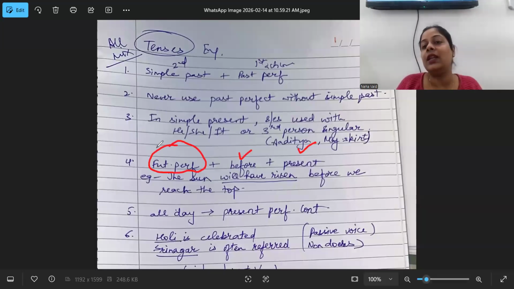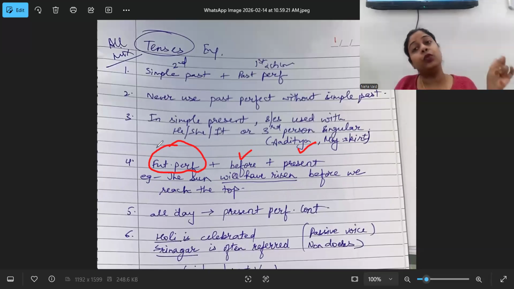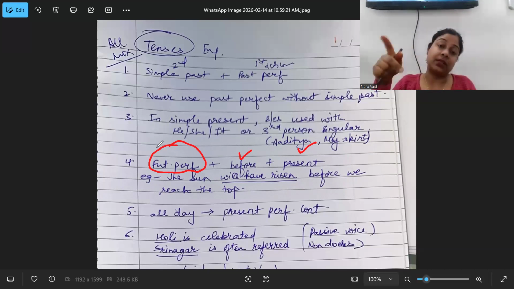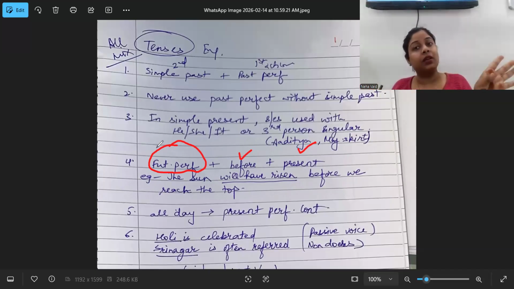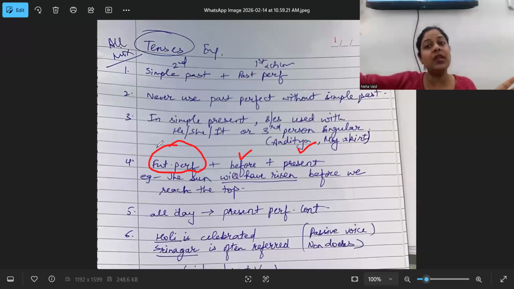Although there's hardly any link with present, past or future, this is the only tense where you get a single sentence in which you are using present and then future perfect, because we are relating the fact कि जब sun will rise जब हम टॉप पे पहुंचेंगे. So the concept is अभी नहीं, जब हम पहुंचेंगे, before we reach the top.